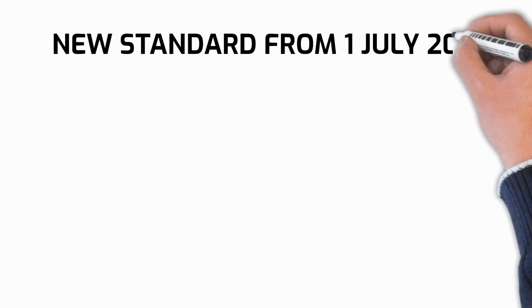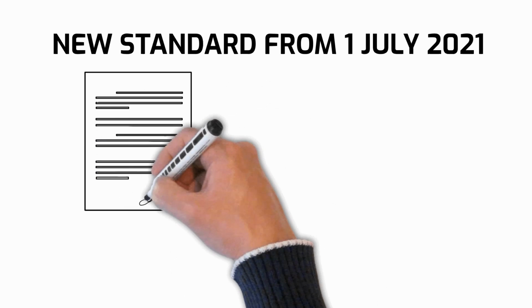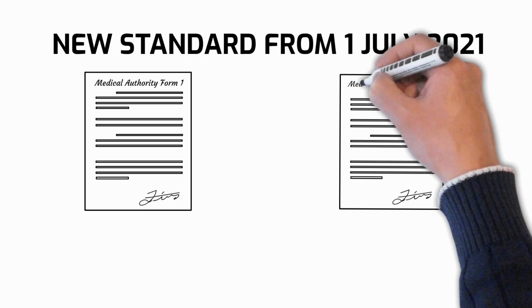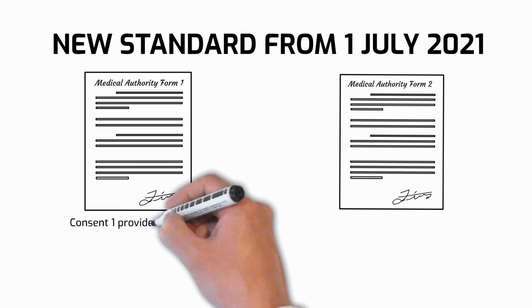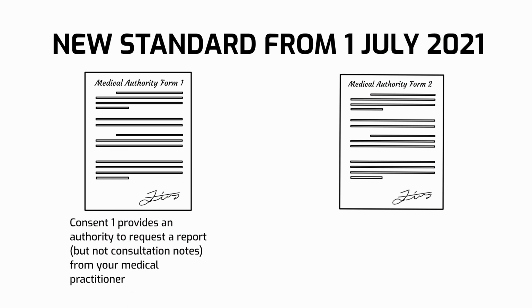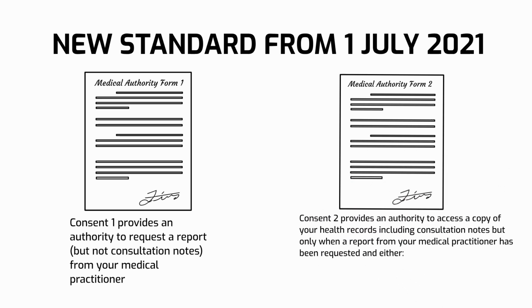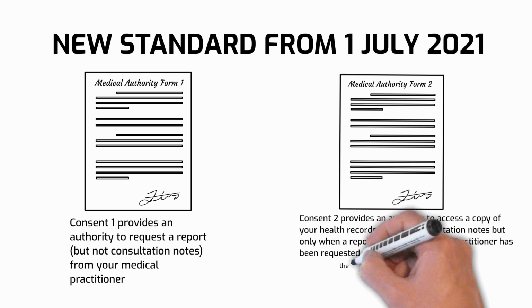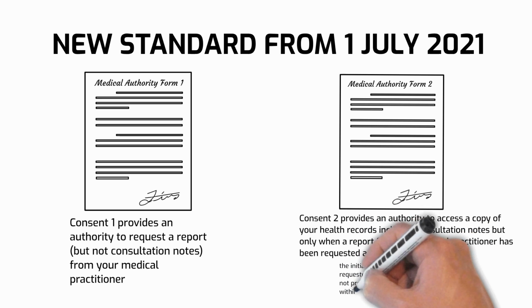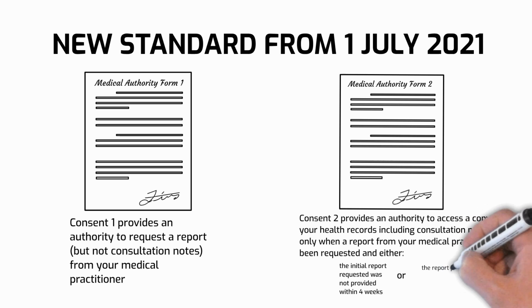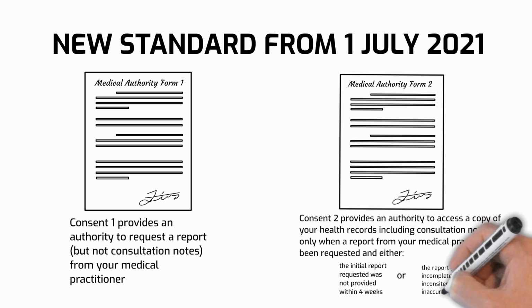From 1 July 2021, there are two parts to a medical authority form. Consent 1 provides you an authority to request a report but not consultation notes from your medical practitioner. Consent 2 provides an authority to access a copy of your health records as well, including consultation notes, but only when a report from your medical practitioner has been requested and either the initial report requested was not provided within 4 weeks, or the report that was initially provided is incomplete or contains inconsistencies or inaccuracies.